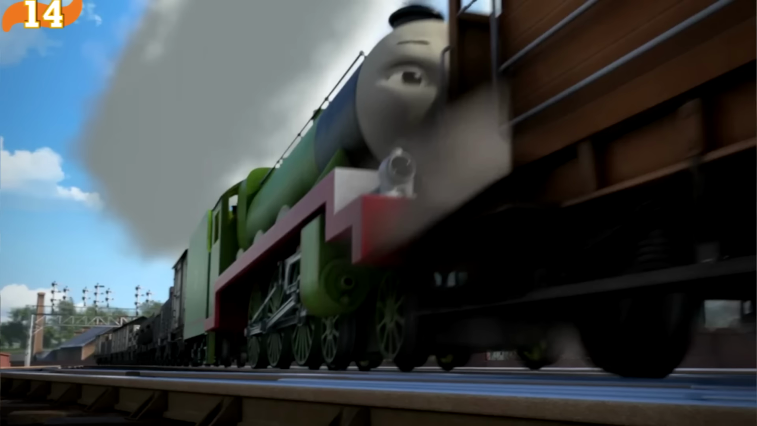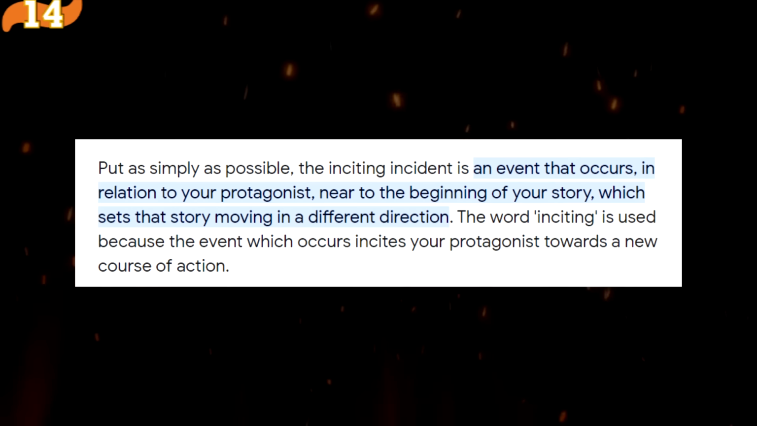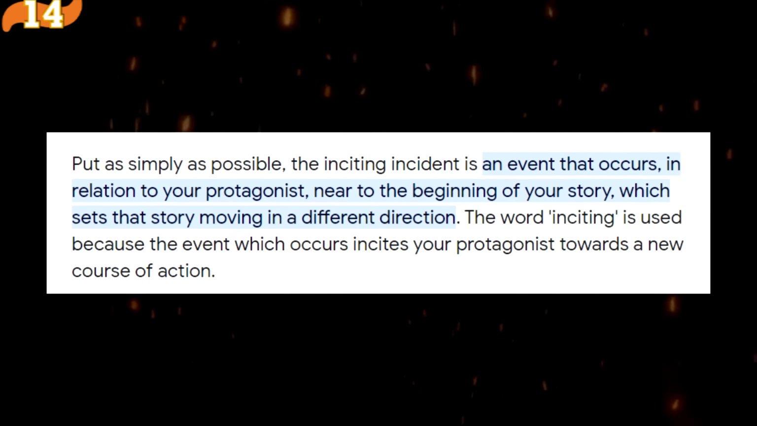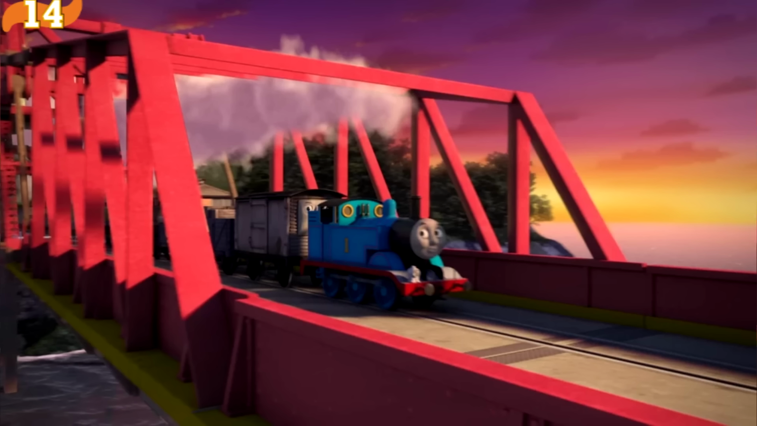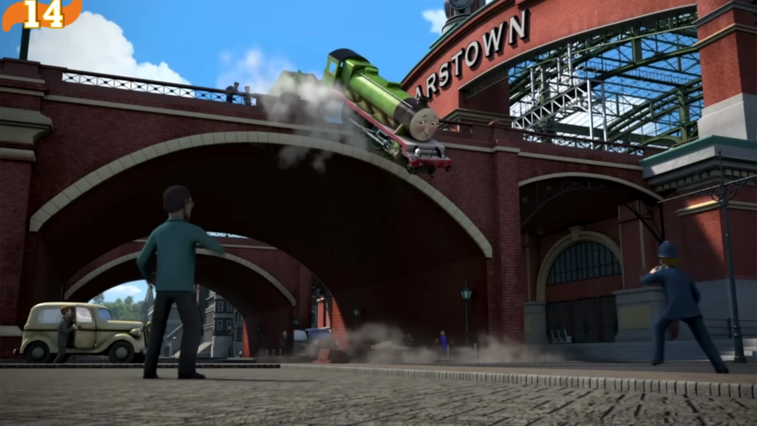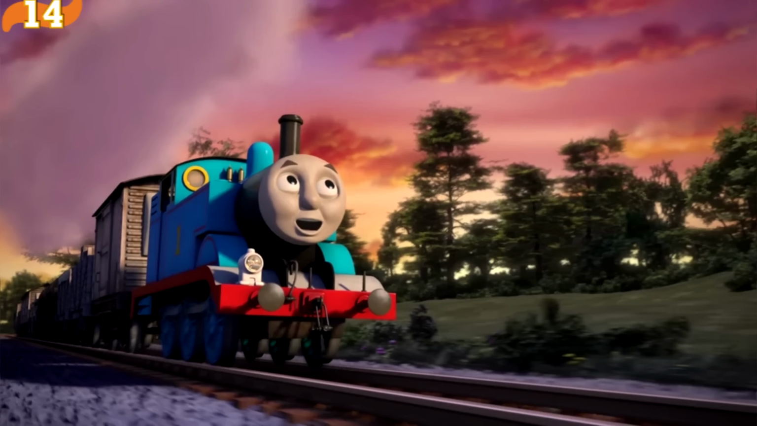This crash with Henry is the inciting incident of the story. An inciting incident is the opening event of the story, which is meant to hook the viewer and set everything else that happens in the story into motion. In this case, Henry crashing sets into motion the whole plot of the film and Thomas's journey to the mainland.